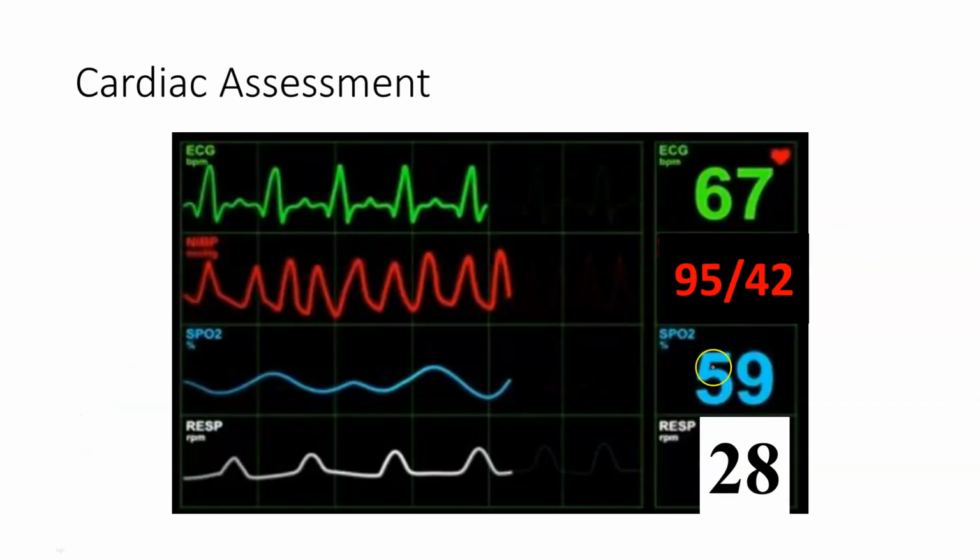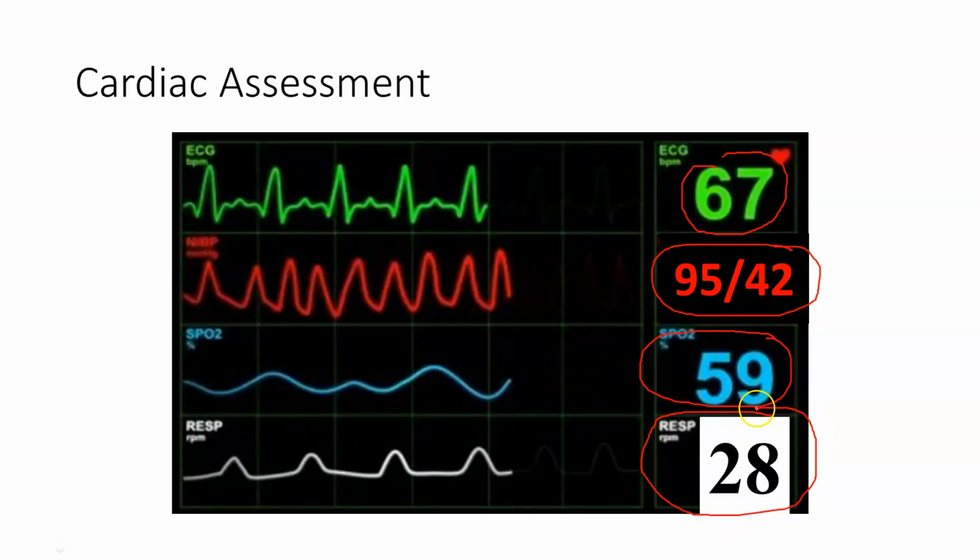This is typically what we would expect to see on a client in an ICU or a step down. So when you're looking at this, I see PQRST on the monitor, I see that their heart rate is 67. I see that their blood pressure is 95 over 42. I see that their SpO2 is 59 and their respiratory rate is 28. So I could put this on a test and say, which assessment requires immediate intervention?